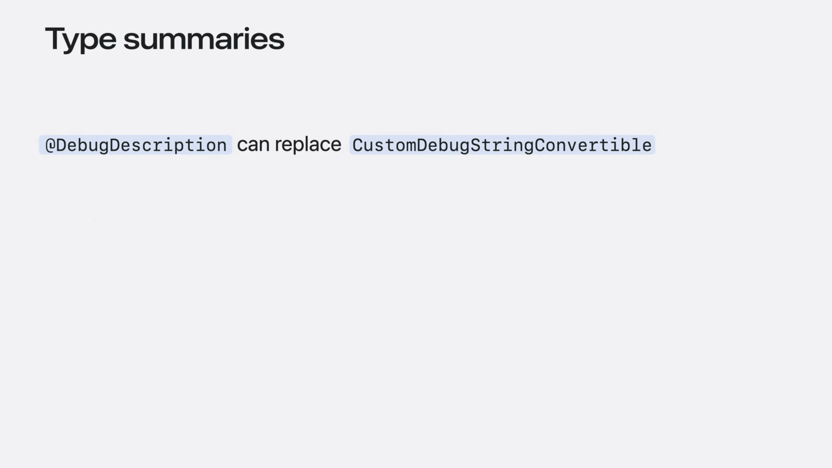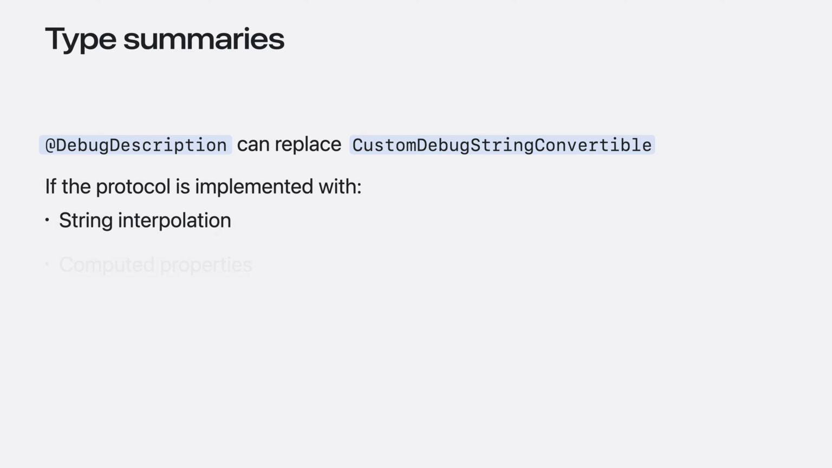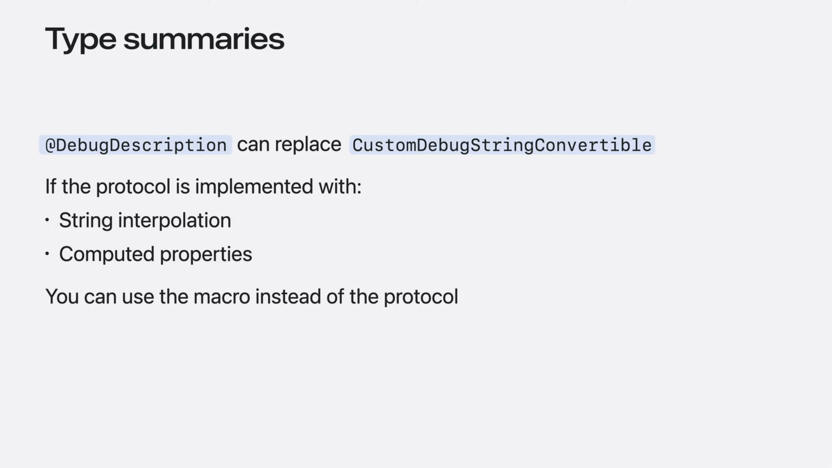This example may have looked familiar if you have used the custom debug string convertible protocol before. If you were using it, you were probably printing types with the PO command. In those cases, check the implementation of the protocol. If it is only using string interpolation and computed properties, you can adopt the macro instead of the protocol. Those types will integrate much better with the debugger, and you can focus on a single command for debugging, p.